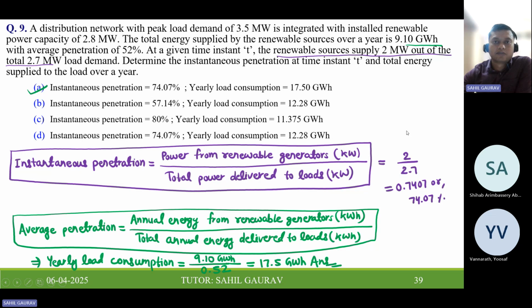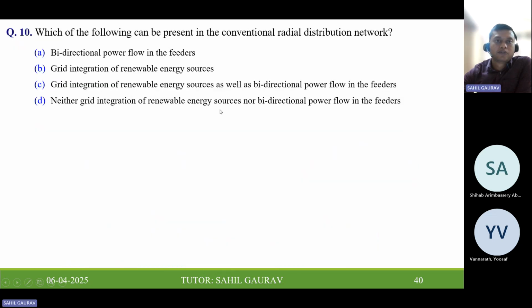Now let us see the last problem. Which of the following can be present in the conventional radial distribution network? The options are: bidirectional power flow in the feeders; grid integration of renewable energy sources; grid integration of renewable sources as well as bidirectional power flow in the feeders; neither grid integration of renewable sources nor bidirectional power flow in the feeders.